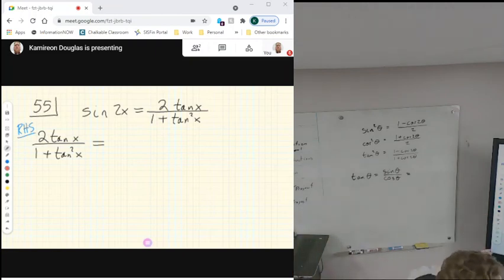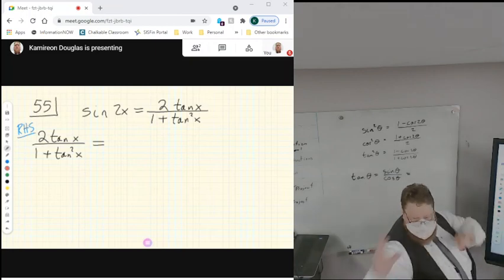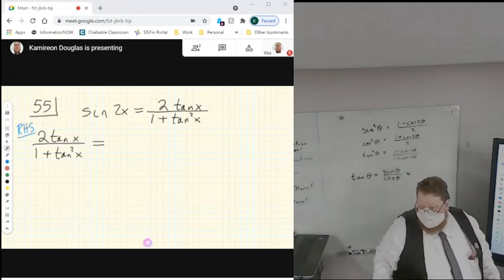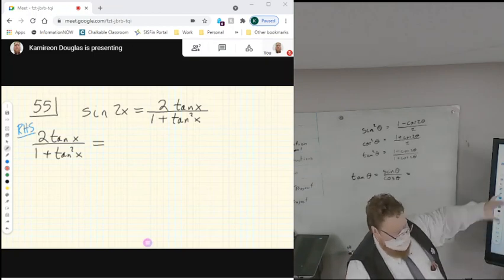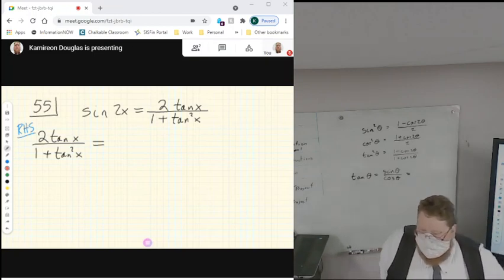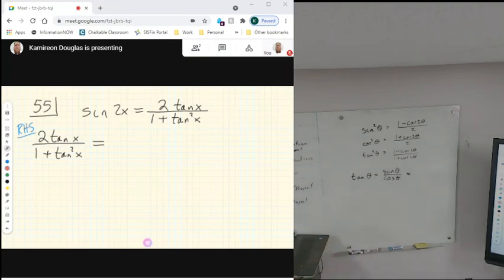All right, let's go ahead and work on this problem. I circled something specific: 1 plus tangent squared.